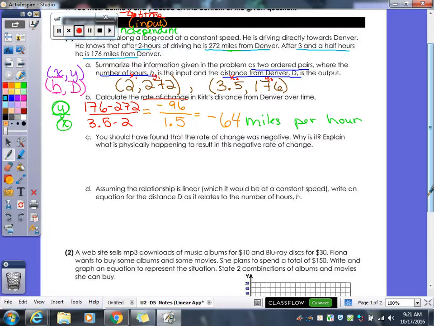Jordan? Because as he's driving, his distance from Denver is decreasing. So what is physically happening to result in the negative rate of change? He's getting closer and closer to Denver. So it's negative. We got to write a sentence here.